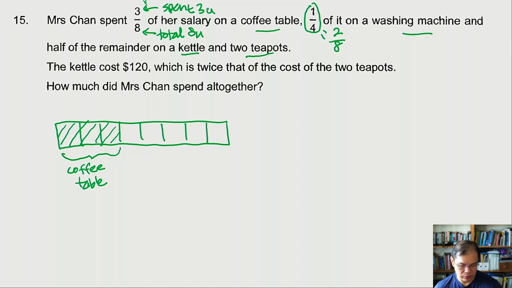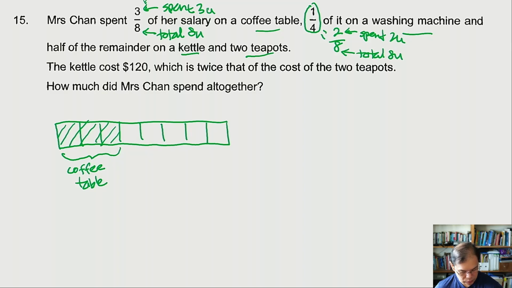Right? Find your equivalent fractions. 1/4 is actually equal to 2 out of 8. Means now I can fit it into this model. Total 8 units, spent 2 units.